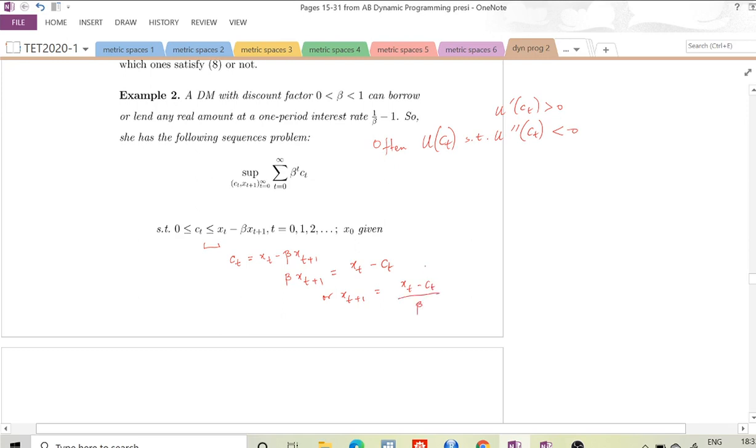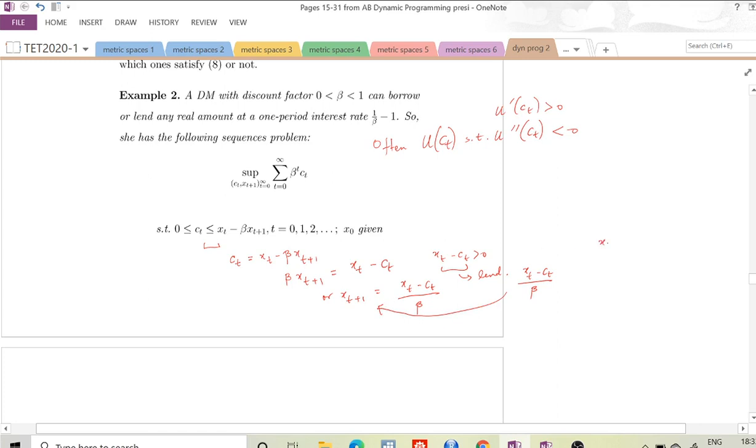What is that saying? It's saying the following. Suppose my wealth was xt to start with in period t, and I consume some ct which is less than the wealth, right? So xt minus ct greater than 0 means I lend this amount out, and tomorrow I get back xt minus ct with interest. So I get back this amount, and that's my wealth next period, it grows.